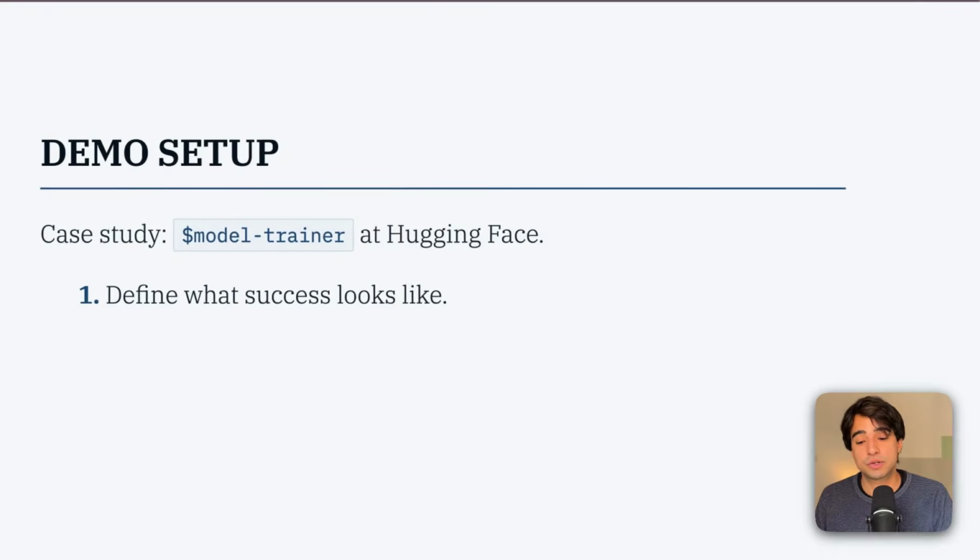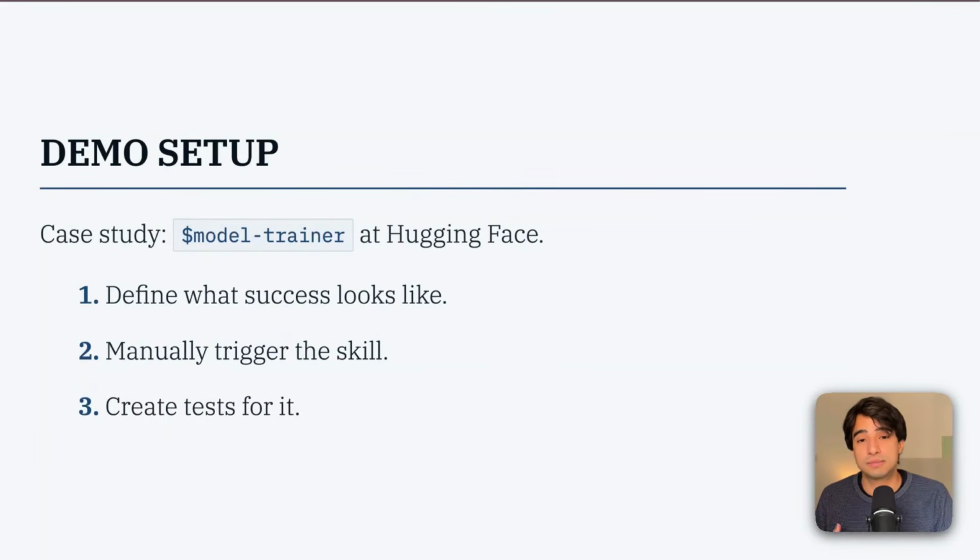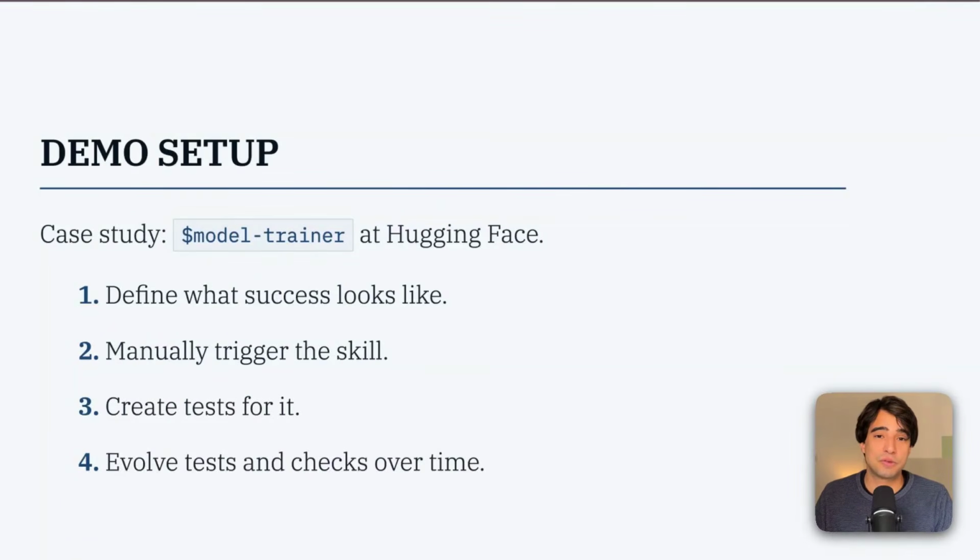So first of all, we're going to need to define what success looks like for our skill. Then we're going to have to manually trigger the skill to make sure that it is working. And after that, we're going to create some tests for it with the help of Claude Code or Codex or whichever AI assistant you're using. And with time, we're going to have to evolve those tests and make sure that they keep working every time that we update the skill or we change something within it.